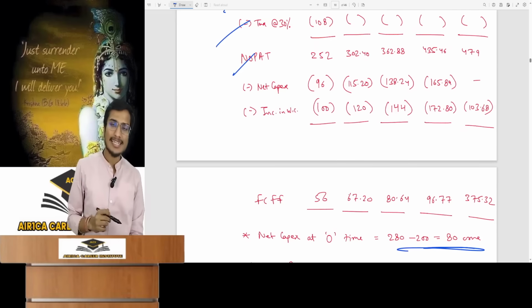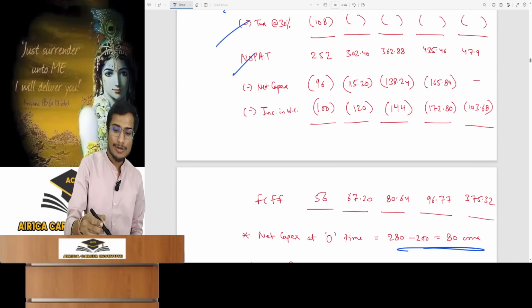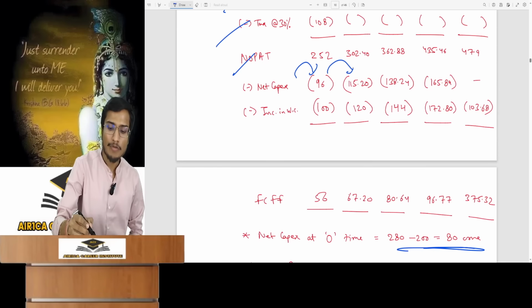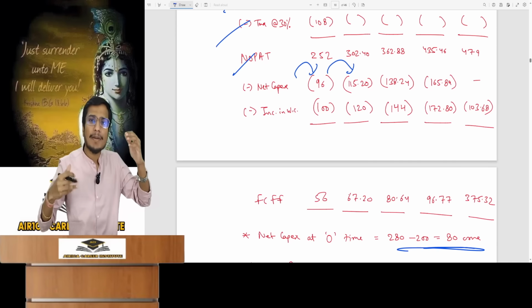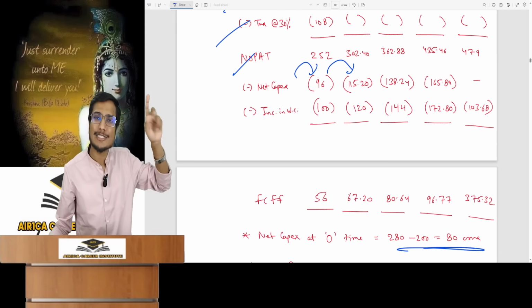We have to grow it every year. How much growth in net capex? Here it is 20% for 4 years. 80 increased by 20% is 96. Increase 96 by 20%. Many mistakenly believe that when capex increases, only the incremental amount is taken, like 16.